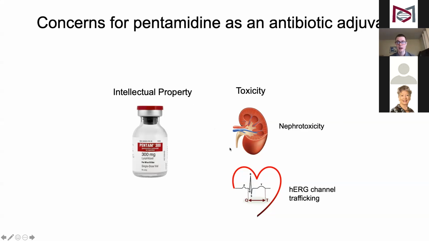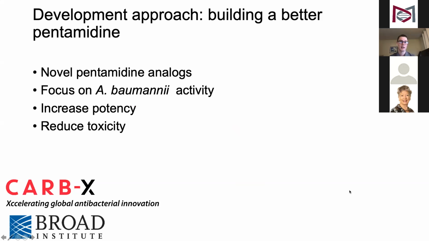Additionally, another concern that we were met with is pentamidine is known to have toxicity, particularly to be nephrotoxic, as well as pentamidine is known to have an impact on hERG channel trafficking. It causes QT prolongation, which can lead to negative cardiac side effects. So impacts on the hERG channel in particular can be a deal killer when trying to move forward with a compound due to safety concerns. So this led us to move away from a repurposing approach and into more of a development of a novel pentamidine analog. So we hope to build a better pentamidine.